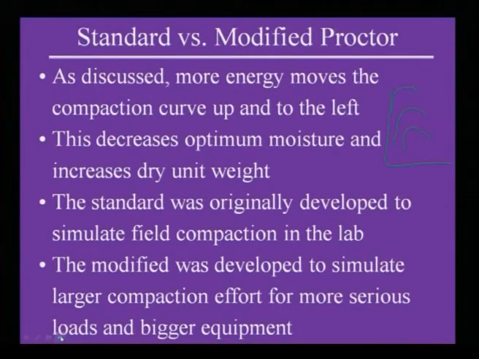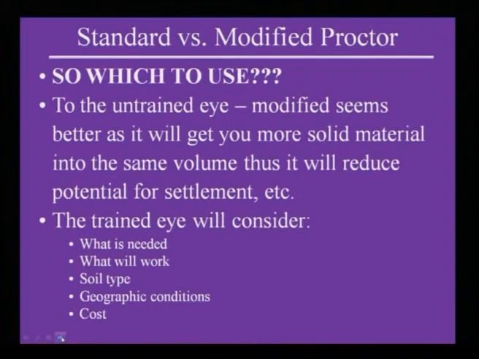This standard was originally developed to simulate field compaction in the lab. The modified was developed to simulate larger compaction effort for more serious loads and bigger equipment. Now, the standard Proctor compaction test has been modified as the modified Proctor compaction test. So, which to use, standard Proctor test or modified Proctor test? To the untrained eye, modified seems better, as it will get you more solid material into the same volume, thus reducing potential for settlement etc. The trained eye will consider what is needed, what will work, and soil type, geographic conditions and cost.